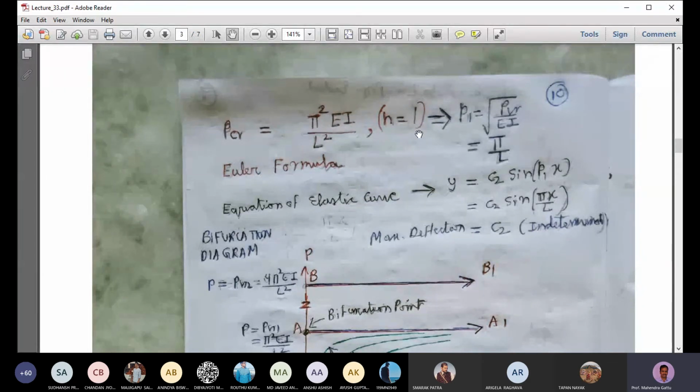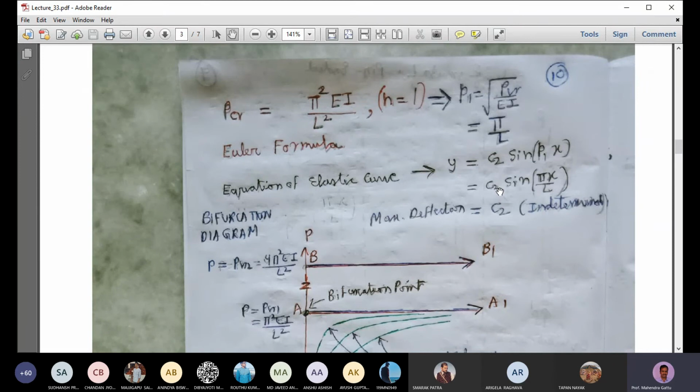And we can find out the corresponding small p value for this configuration for n is equal to 1. It will be square root of P critical by EI, which is π by L. So for that, the elastic curve will be y is equal to C2 sin(πx/L). So this is the deflected shape, and we still don't know the C2 value. We can just get the P critical here. That is the load at which the column will go into a bending mode.